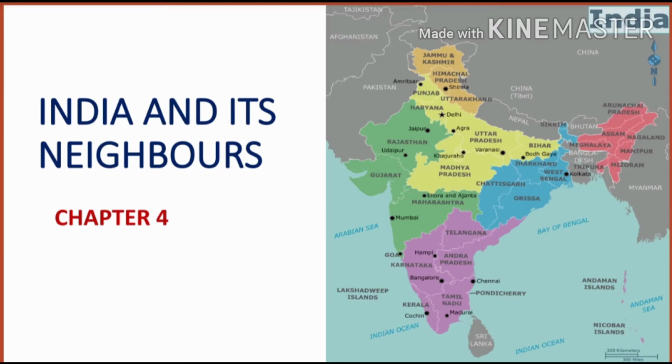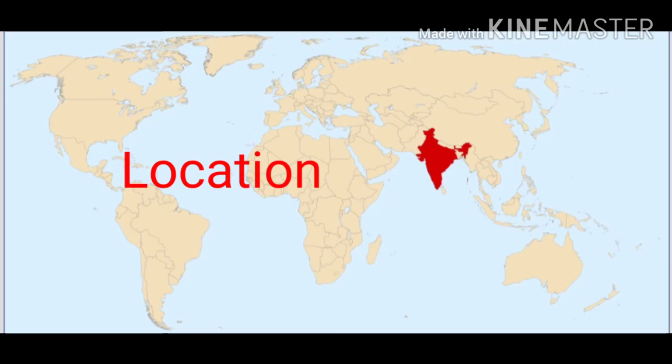The next chapter is about India and its neighbors. In this chapter, children, we are learning about the unity in diversity in India and its neighboring countries. The next is about the location of India.